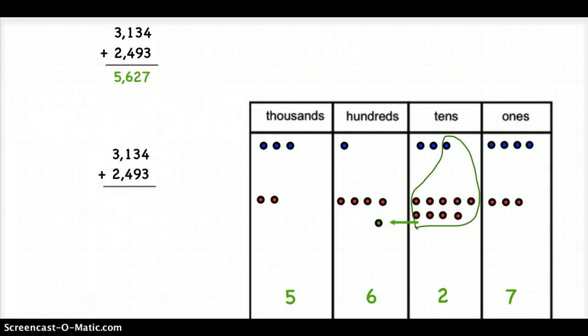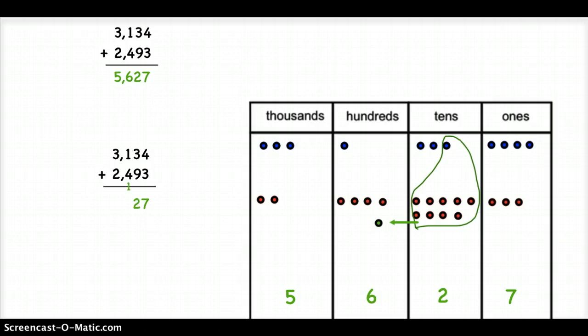When we take a look at this problem and start to use the standard algorithm, algorithm being a fancy math word for the way you do stuff, we'll add up our columns, our place values the same way. 4 plus 3 equals 7. 3 plus 9 equals 12.